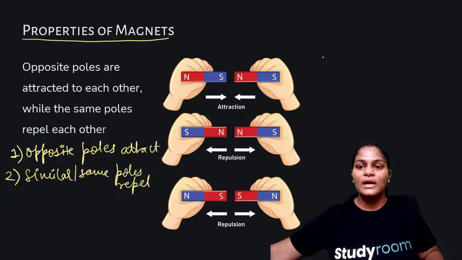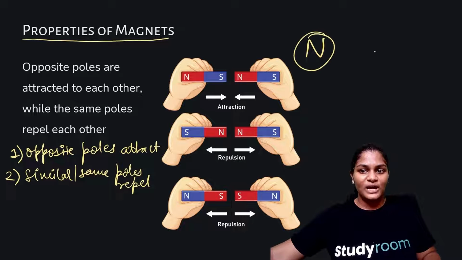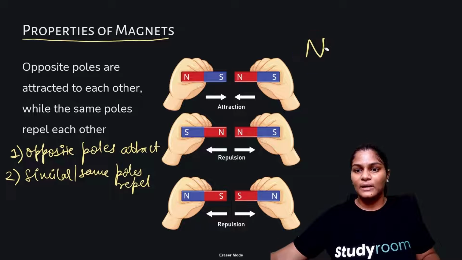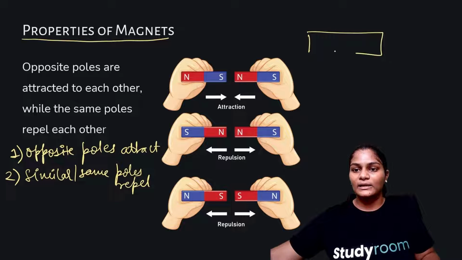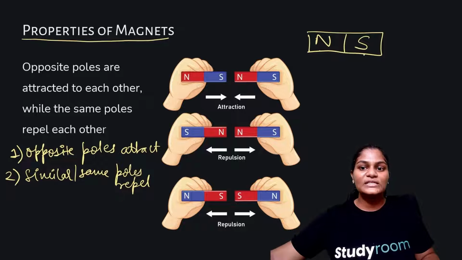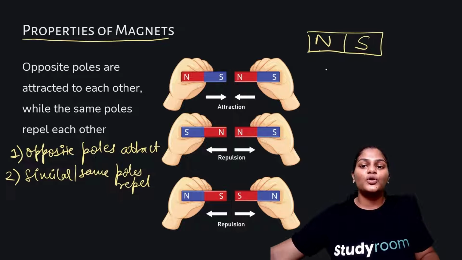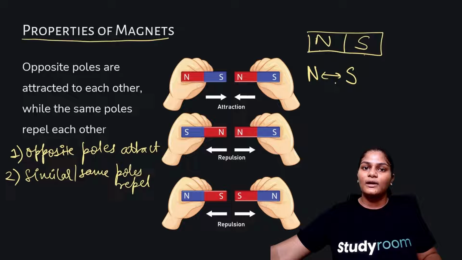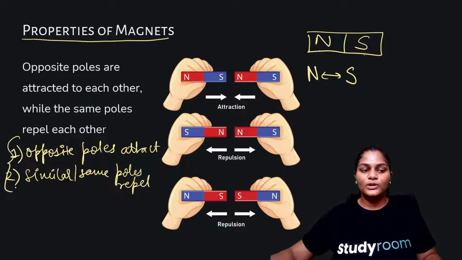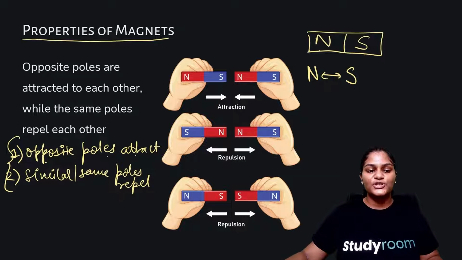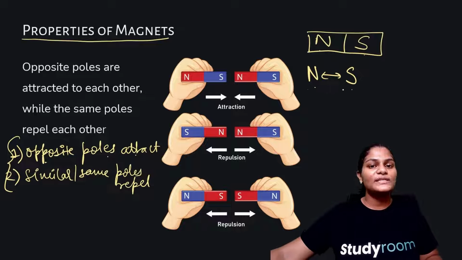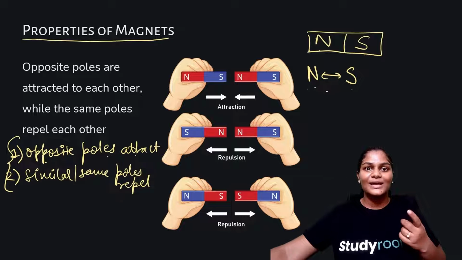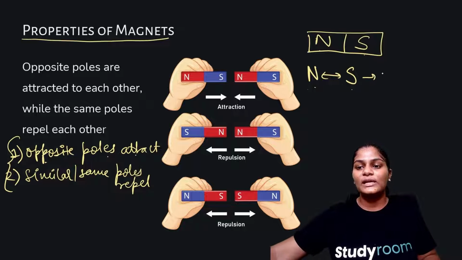What does this mean? One pole is north pole and the other pole is, wait, I'll make it in a bar magnet form only. So this is a bar magnet. One pole is the north pole and one pole is the south pole. So these are the two different poles. So when north pole is brought near south pole, would they attract or would they repel? Look at these two points that I have written here on the left hand side. I wrote opposite poles attract and similar poles repel. Are north and south opposite poles or are they the same poles? They are the opposite poles, right? So they will attract.